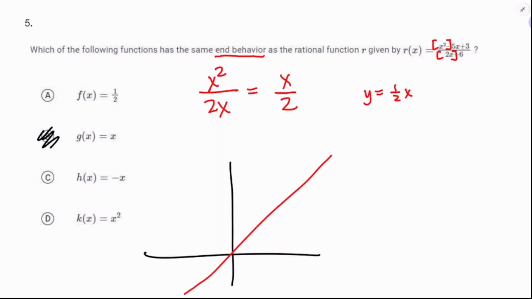Negative x won't have the same end behavior because it tilts downhill. X squared doesn't have the same end behavior because both edges of it go up. 1/2 is a constant, kind of already talked about that.